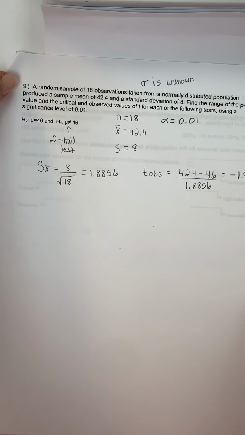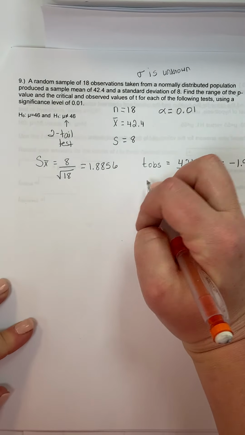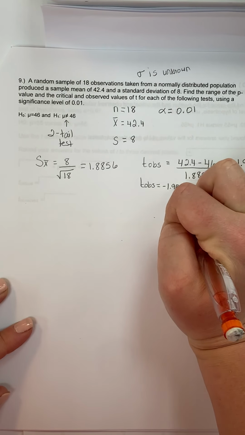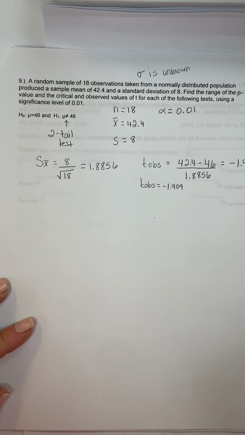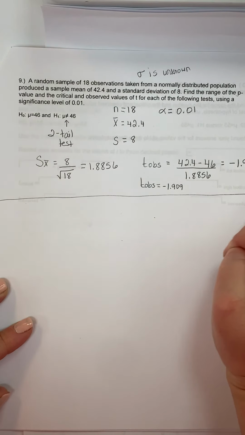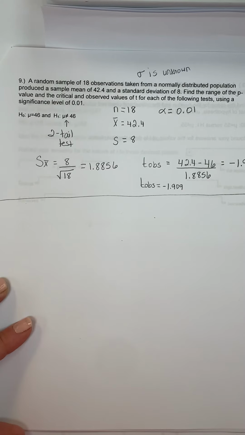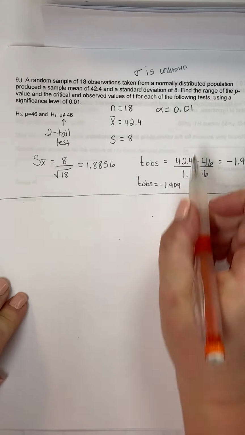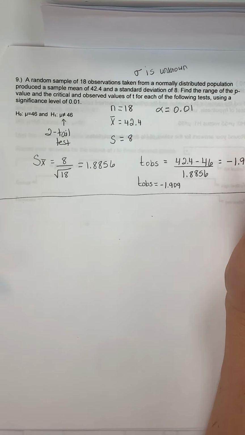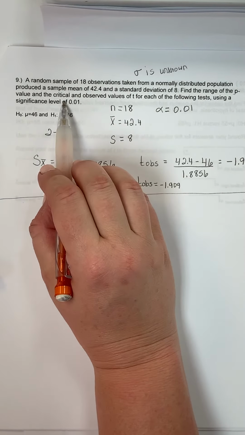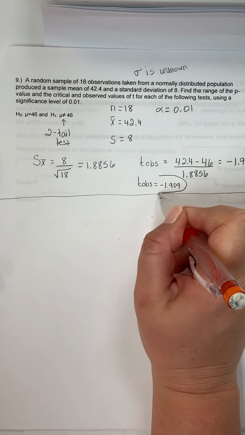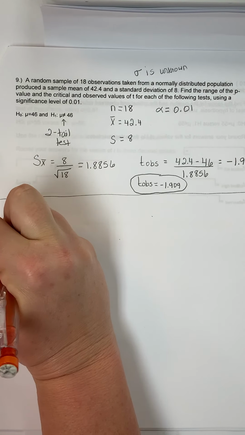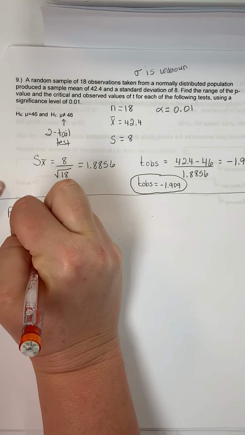Maybe what I'll do is leave it like this, but I'll come down here and write it over. Negative 1.909. There we go. Let's draw a line there so we don't get confused. This asked for the range of the p-value, and the critical and observed values for t. Well, here's my observed value, so I've done that part. Let's find the range of the p-value.